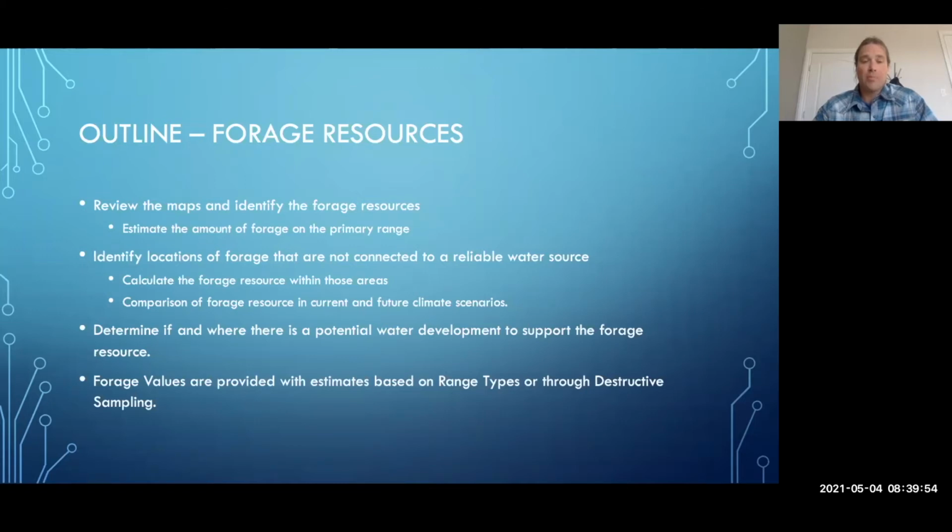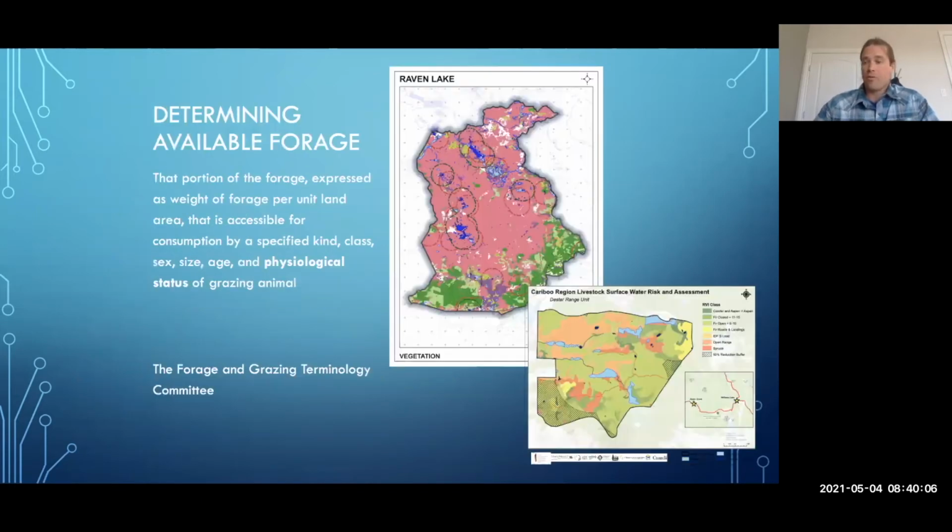I'll talk a little bit about how we estimate these forage values, and most of it is going to be based on range types or through actual destructive sampling. And we'll go through a little bit of what both of those mean. So the overall definition, what we want to accomplish, is to determine how much forage is available for livestock, and basically this is what the animals on the land base will actually consume, based on the type of plants, and based on limitations due to slope or physical or psychological barriers that are associated with the landscape.